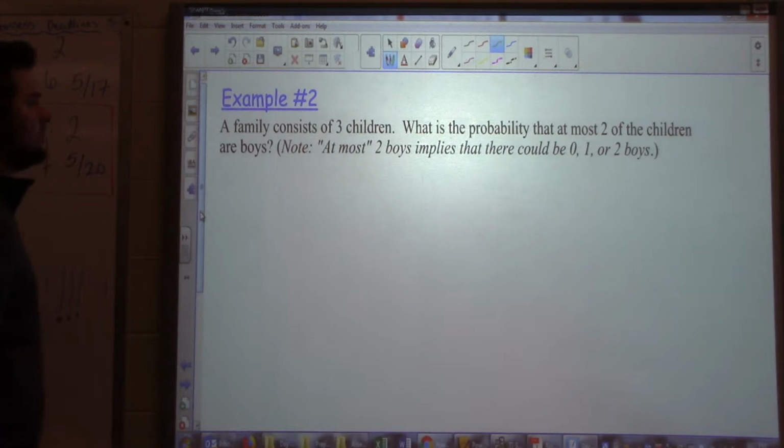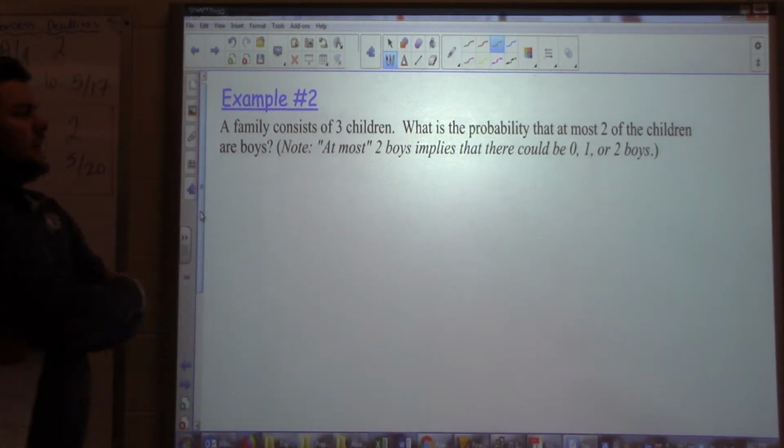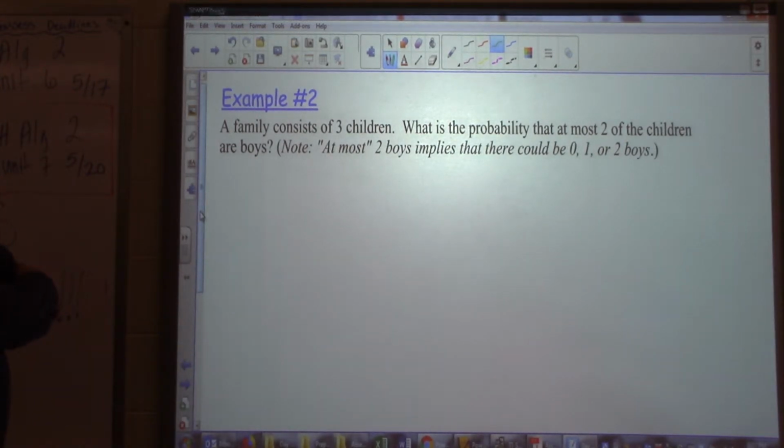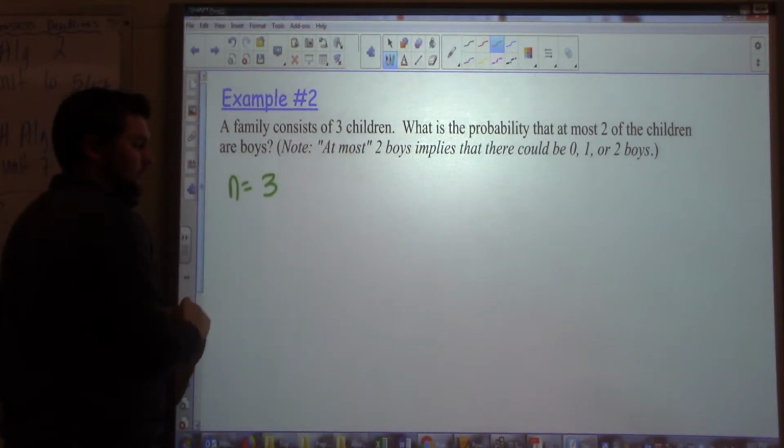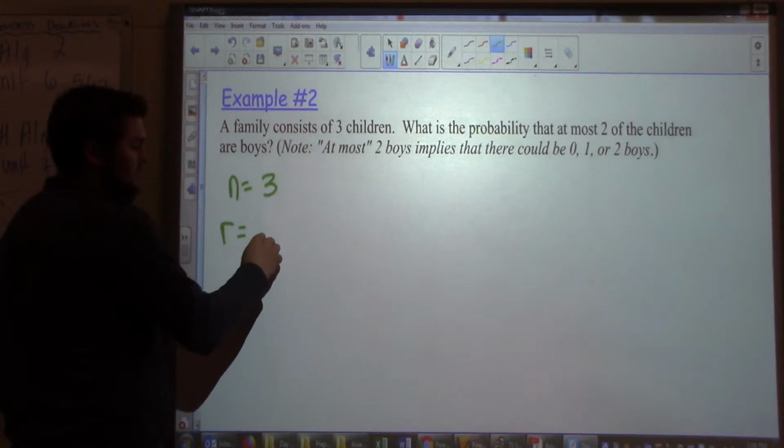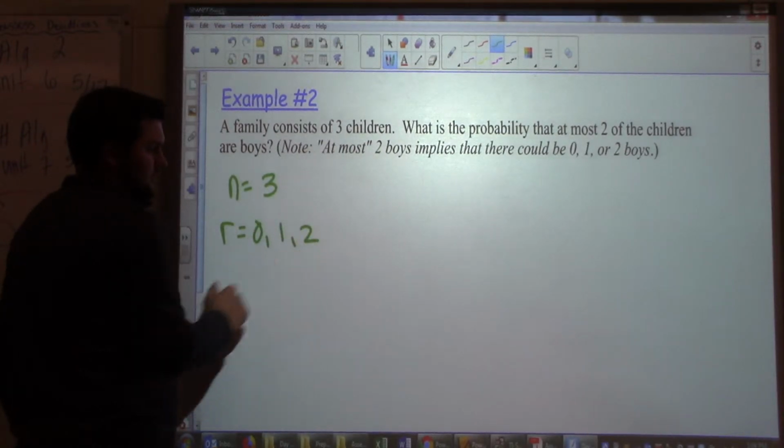A family consists of 3 children. What's the probability that at most 2 children are boys? So at most means it could be 0, 1, or 2. So my n value, my total number of children, is 3. R, at most 2. So 0, 1, or 2.